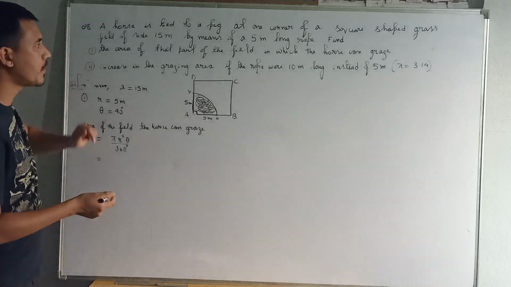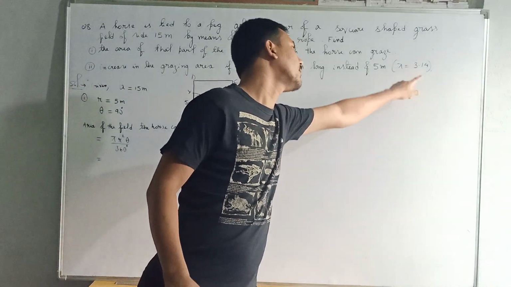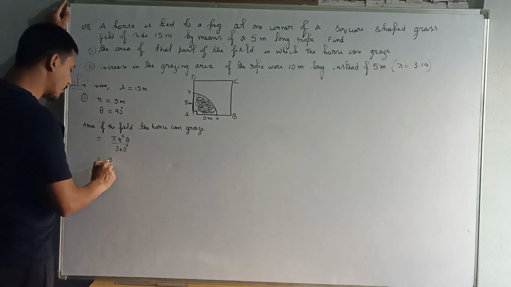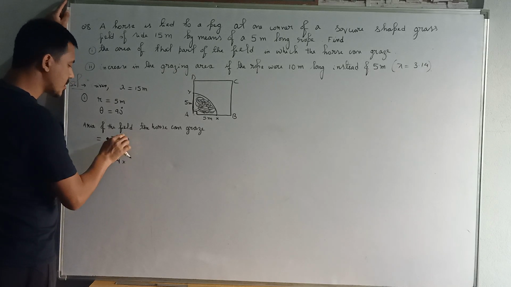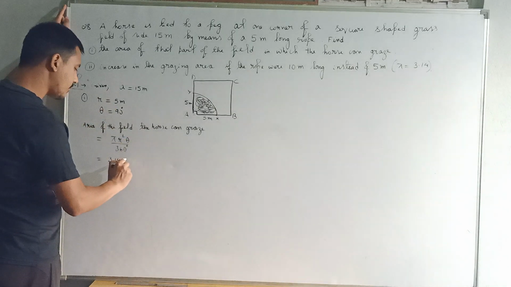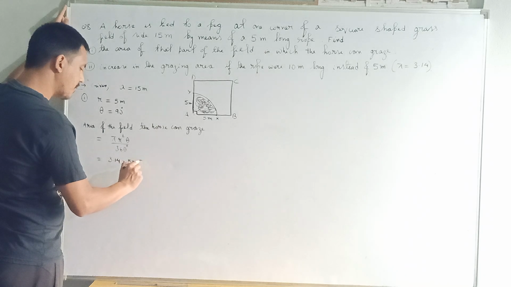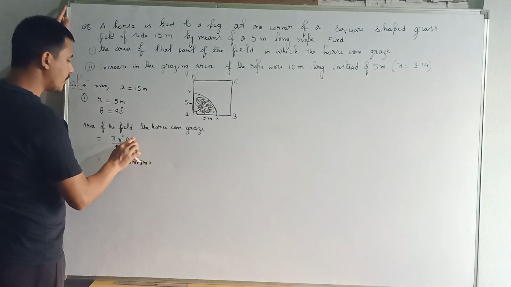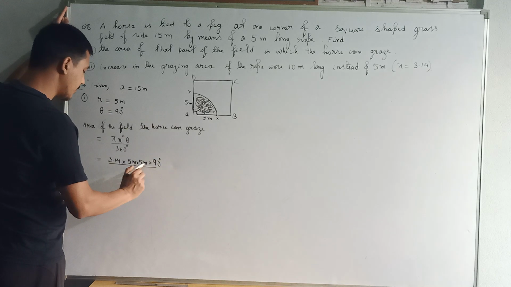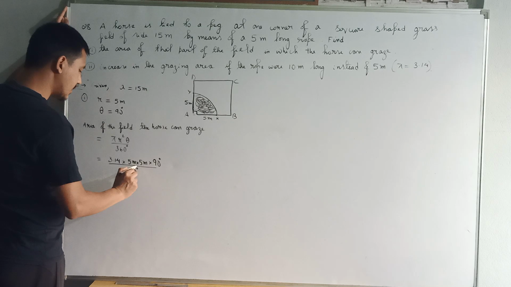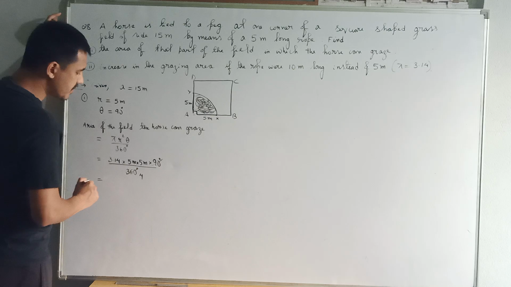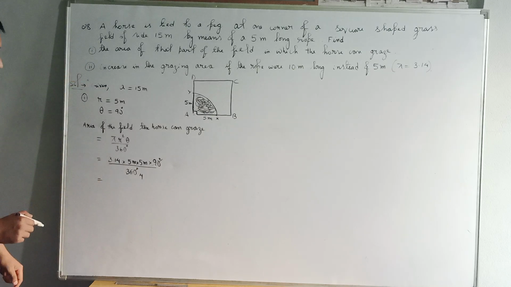Now we are asked to use pi as 3.14. So according to the question, we use pi as 3.14 into r square. Square of the radius, r square means r into r. So 5 meters into 5 meters multiplied with your angle theta, which is 90 degree, upon 360 degree. 90 degree 4 times is 360 degree.